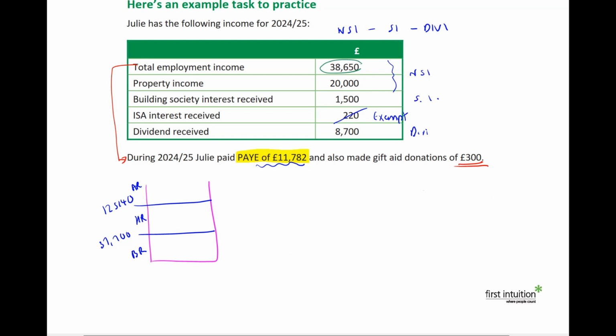But what I'm now saying is that because we have made gift aid donations, we need to increase those limits. And the gift aid donation is £300. That needs to be grossed up. So we multiply it by 100 over 80, which gives 375.